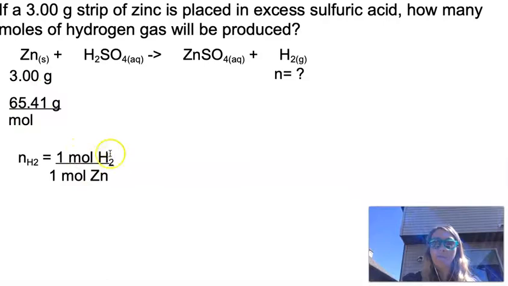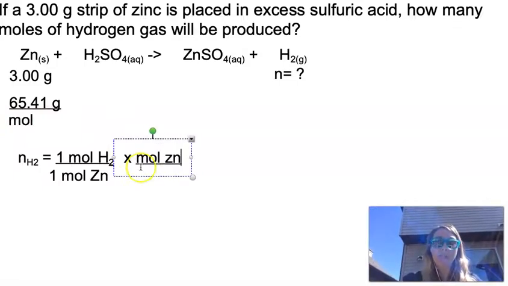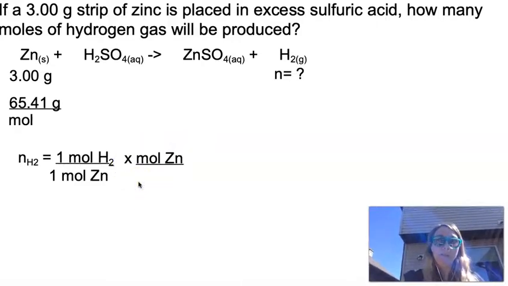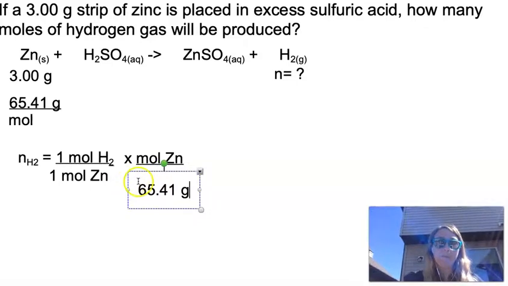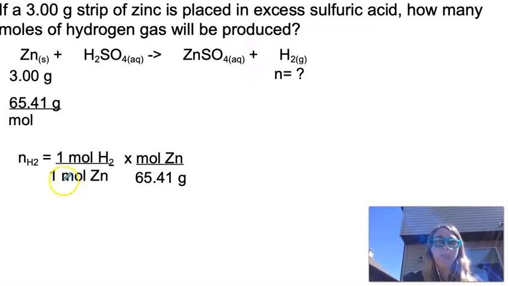This is giving me moles of hydrogen that I'm trying to solve for. I need to get rid of moles of zinc. Well, right here I have moles of zinc in that molar mass. So we're going to times by, and we're going to flip that over. So moles of zinc, and that's going to go over that 65.41 grams. Okay, so doing that, we have now allowed ourselves to eliminate moles of zinc.